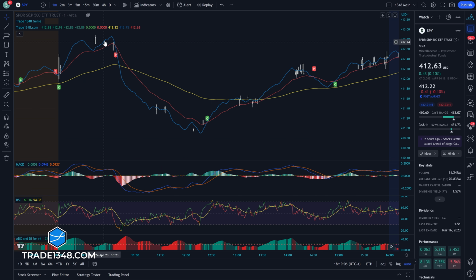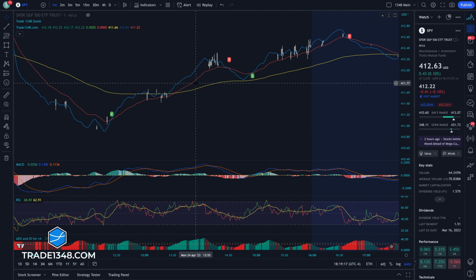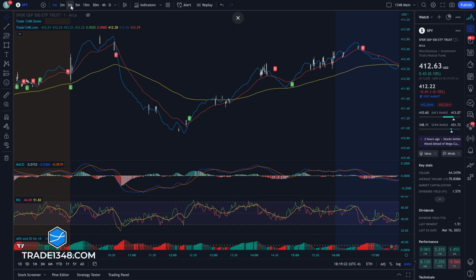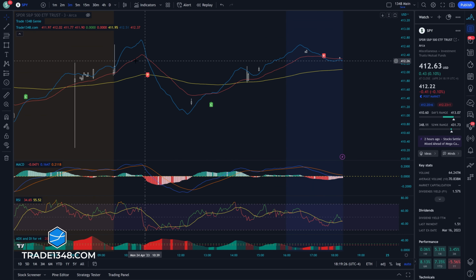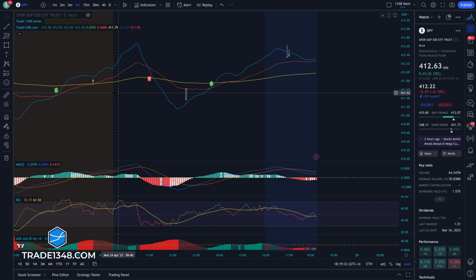When you look at the charts here, you could see that these are hardly perfect lines here, right? This is hardly a perfect 13 EMA, and this is hardly a perfect 48 EMA. When we go to the 3-minute, you could see how this becomes smoother. Furthermore, when we go to the 5-minute, you could see how it becomes yet again even smoother.